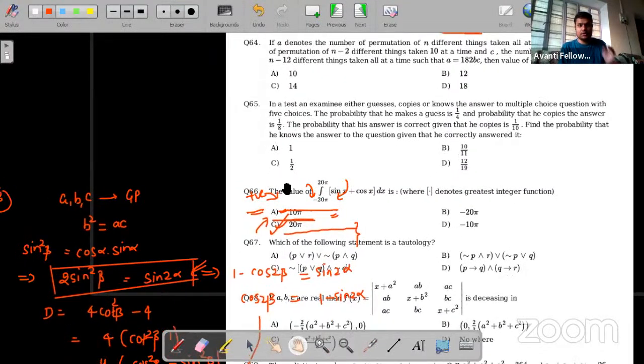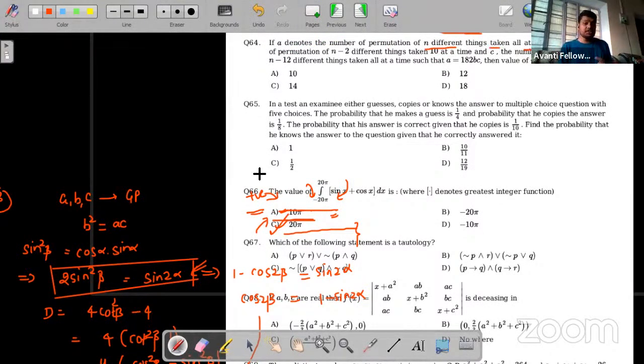So question number 64 is saying that A is the number of permutation of n different things. So it is a permutation and combination question. This question is also a very easy question. We could have easily solved this question in a minute. Okay, so question number 64 says that if A denotes the number of permutation of n different things taken all at a time.